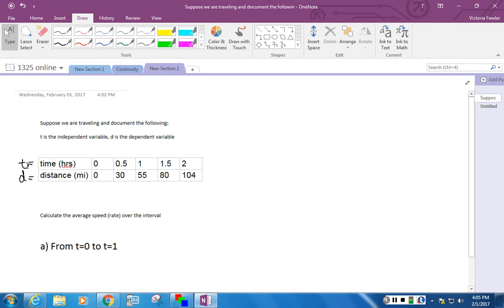Okay, so we could talk about this in terms of variables t for time and d for distance. We're asked to do something probably pretty simple that we understand just because most of us drive. We're asked to calculate the average speed or rate over a given interval. Well, let's talk about the formula.